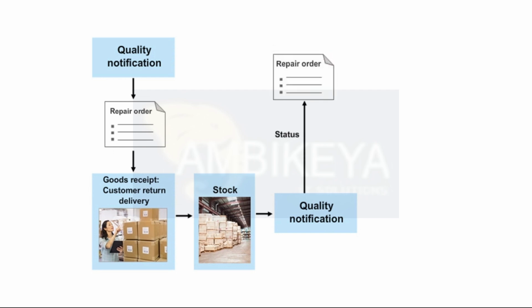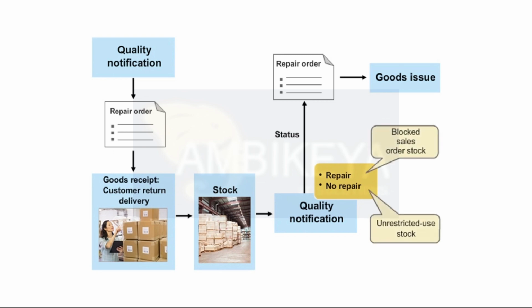Create a repair order. Post a goods movement to the appropriate stock, so the returned items can be processed accordingly, for example, sales order stock, unrestricted use stock, or scrap. Execute a technical inspection, such as defect analysis and corrective action determination. Confirm the result of the technical check to the repair order, and complete the notification.